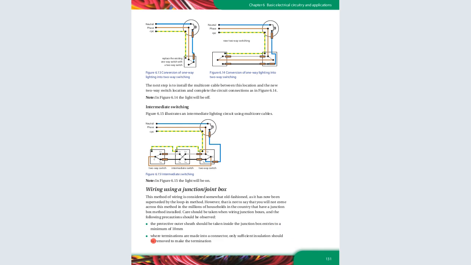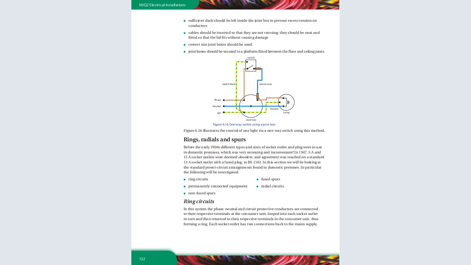Another precaution that we have to take is where terminations are made into a connector, only sufficient insulation should be removed to make the termination. So we only remove sufficient insulation. Sufficient slack should be left inside the junction box to prevent excess tension on conductors. The cables should be inserted so that they are not crossing. They should be neat and fitted. That is wiring in a junction box.